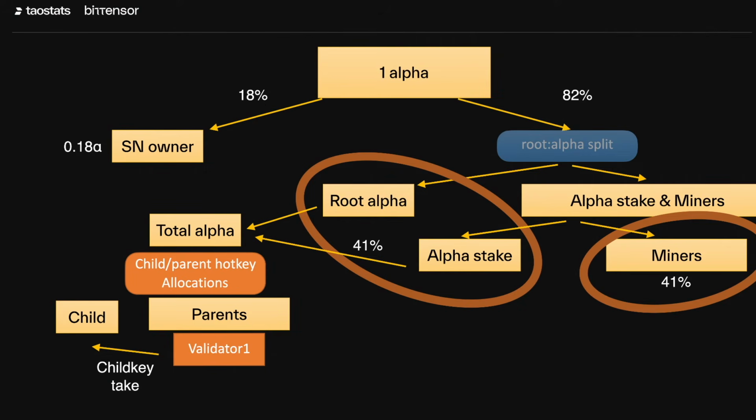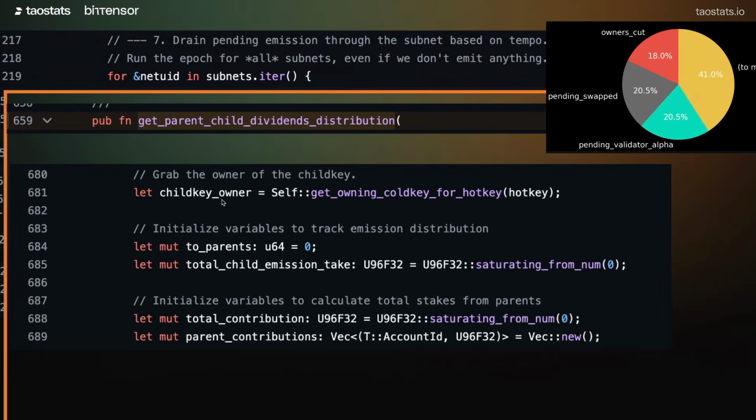The other thing that we're going to worry about here is the child key take. Just as a reminder, the child is running the infrastructure, and they can have a take from all of the validators. So when we figure out how much goes to the validator, then the child key takes a small percentage of that. We start off, we get the child key owner, and we have some variables: how much is going to the parents, and the total take going to the child, which starts off at 0. We get the total contribution, how much total is being given out, and then we create a vector of contributions for each parent, with their hotkey and the amount.